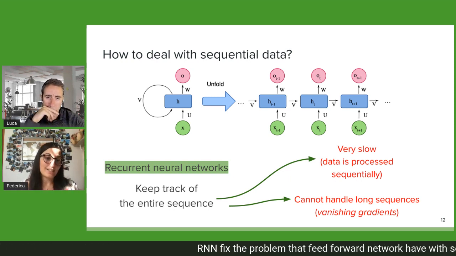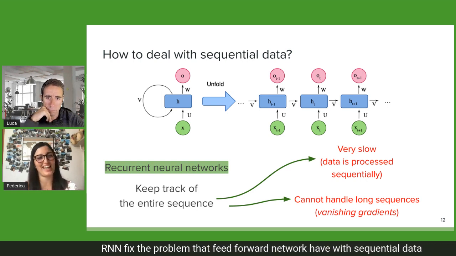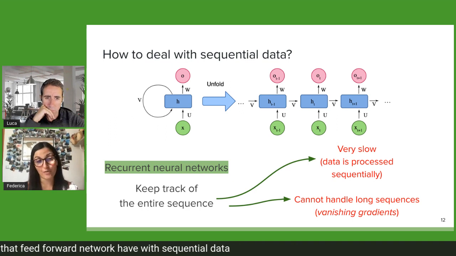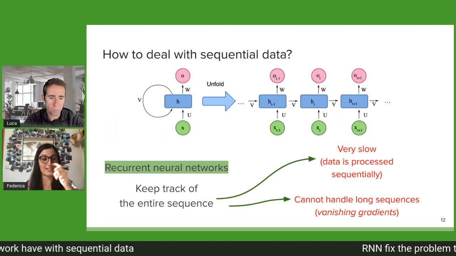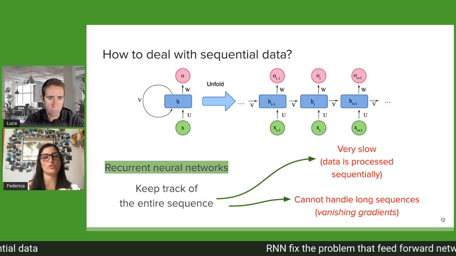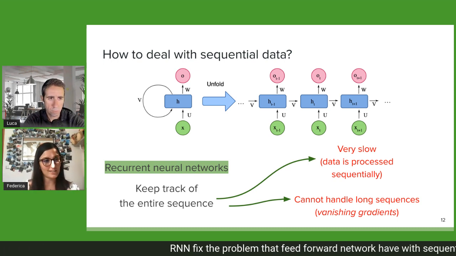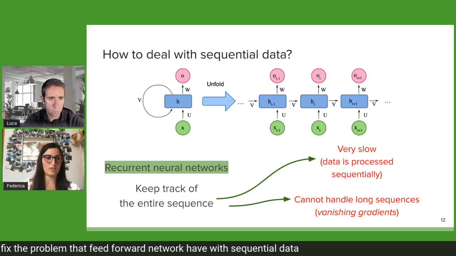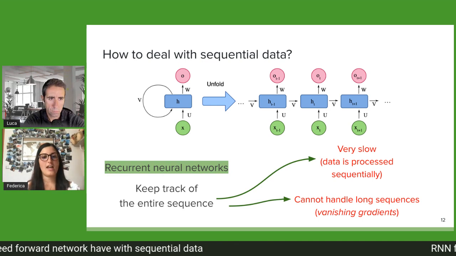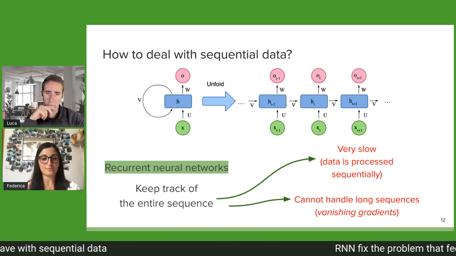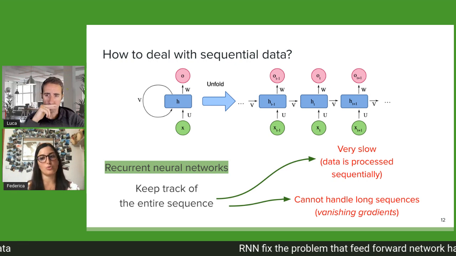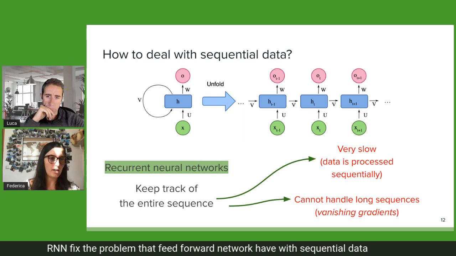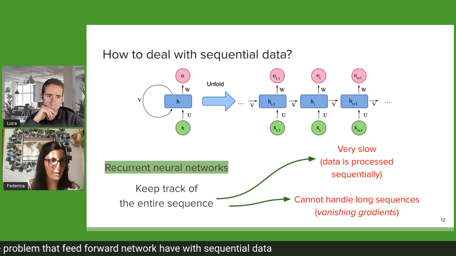But unfortunately, this network has two main disadvantages. The first one is that it's very slow because data is processed sequentially. So for instance, if we want to learn something from a sentence, we need to process each word at a time. So one step at a time. And this obviously does not allow us to work with GPUs, for instance, or with parallel computing that could make this process faster.